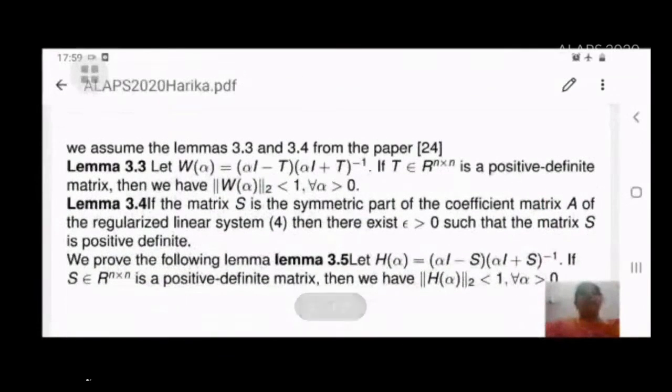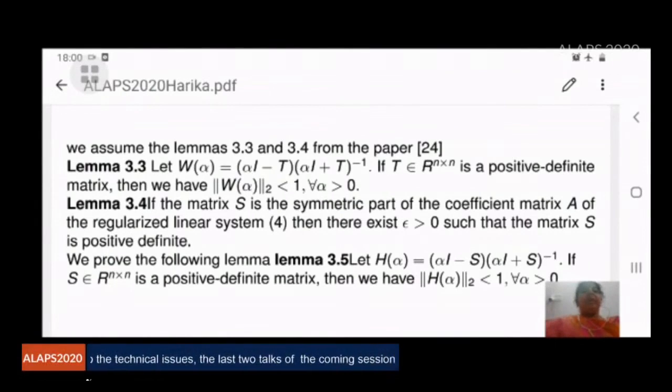We assume Lemmas 3.3 and 3.4 from the paper, which is in the reference list. Let W(α) = (αI − T)(αI + T)^(-1). If T ∈ R^(n×n) is a positive definite matrix, then we have ‖W(α)‖₂ < 1 for all α > 0.